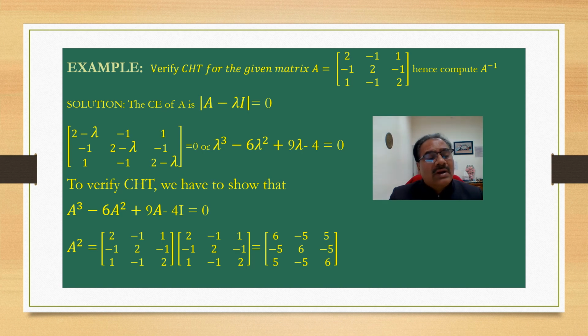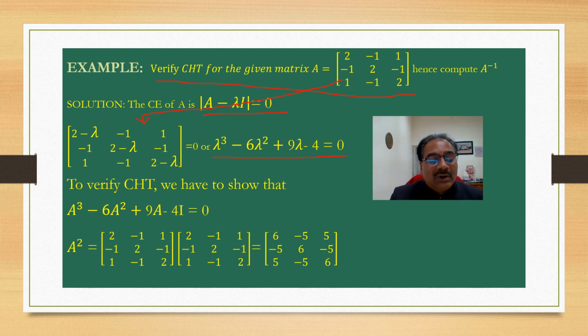Now, let us look at one type of problem where it is asked to verify the Cayley-Hamilton theorem for a given matrix. Let us suppose this is a square matrix of 3 cross 3, and you also are required to compute A inverse. So you can write the characteristic equation of A as determinant of A minus lambda I is 0. Now A is this, so you can write the A minus lambda I matrix like this. On expansion, you will get lambda cube minus 6 lambda square plus 9 lambda minus 4 is 0.